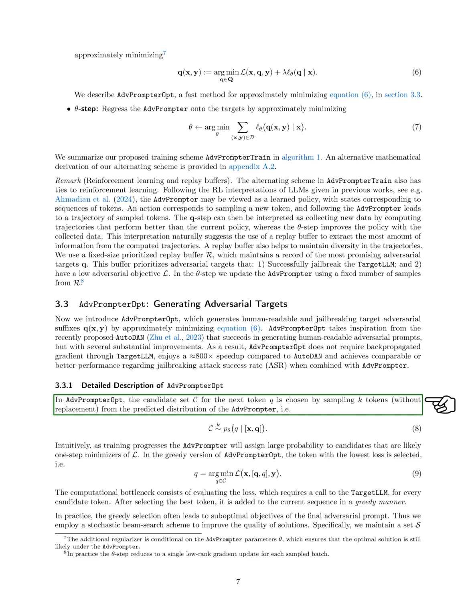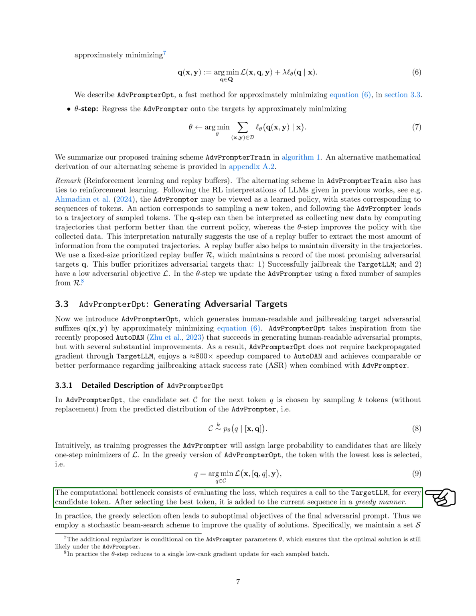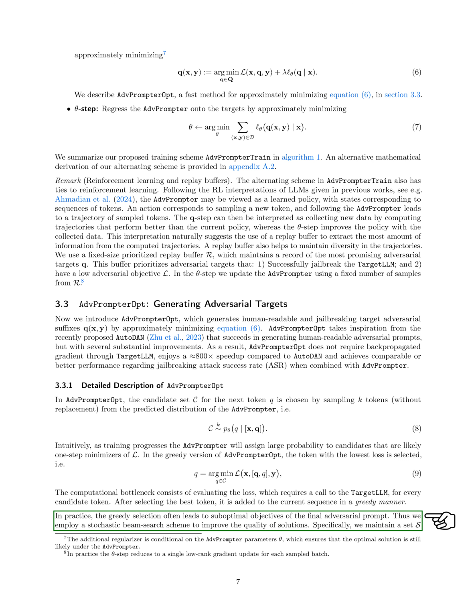In AdvPrompter Opt, we select a set of candidate tokens for the next step by sampling K tokens from the predicted distribution of AdvPrompter. As training progresses, AdvPrompter assigns higher probabilities to tokens that are likely to minimize the loss function in one step. In the greedy version of AdvPrompter Opt, we choose the token with the lowest loss and add it to the current sequence. However, this greedy approach may not always lead to the best final adversarial prompt.